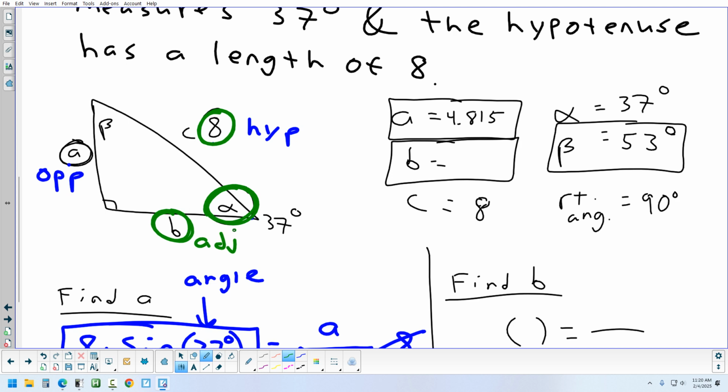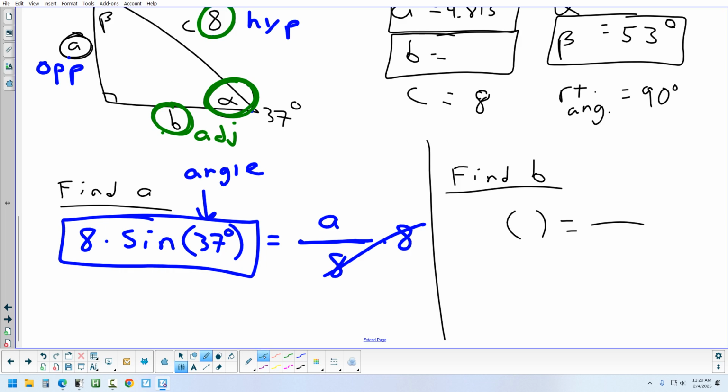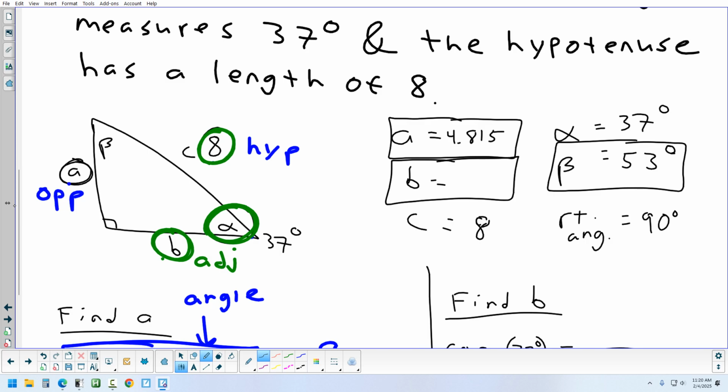So now we're trying to find adjacent. We know hypotenuse. What trig function has those two? Cosine. That's cosine. Okay, so it's going to be cosine of 37 degrees. And now fill in the other side. Adjacent over hypotenuse. B divided by 8.